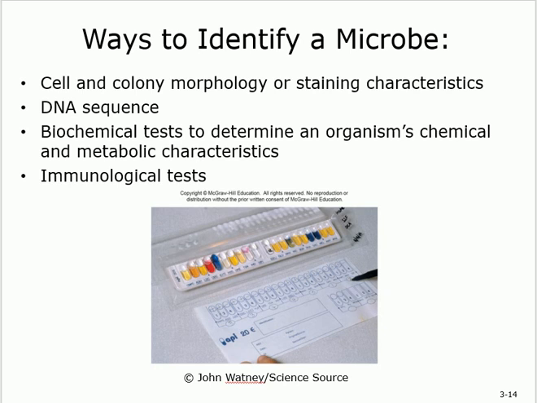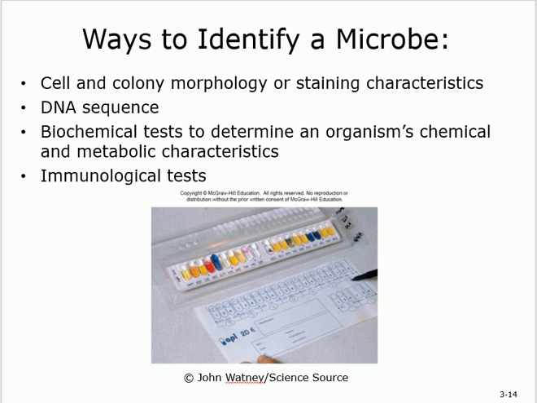The third way is biochemical test. You can study the organism and see the chemical and metabolic characteristics. So you're getting into more details. You're studying the chemical changes, the chemical cycles that are happening, the reactions, metabolism. This organism is using glucose and it's producing this and that. You're studying the chemistry and the chemical and metabolic characteristics of that organism, and we call that biochemical. Bio means the organism, chemical means the chemistry of that organism.